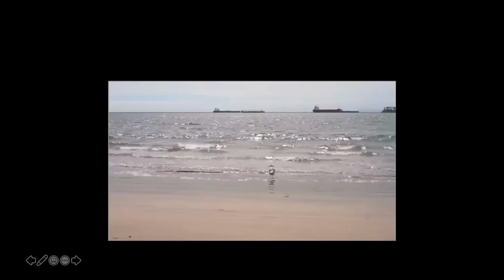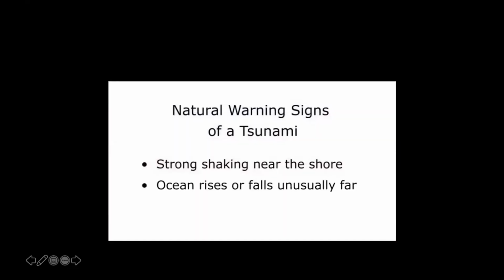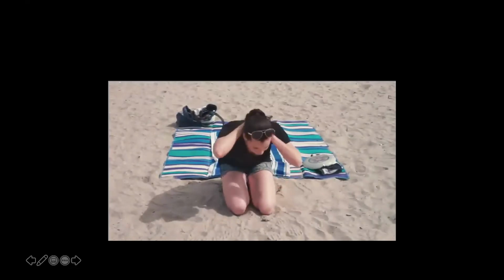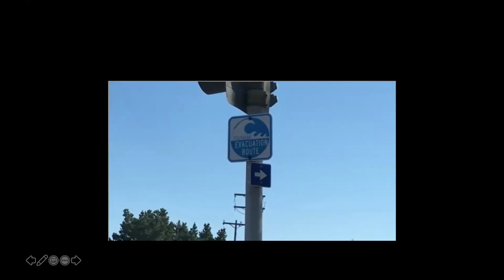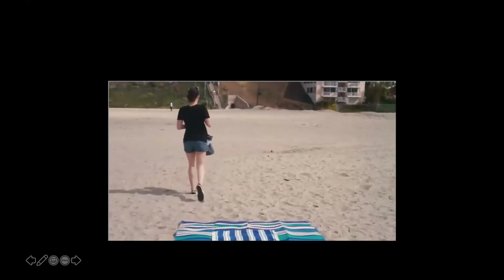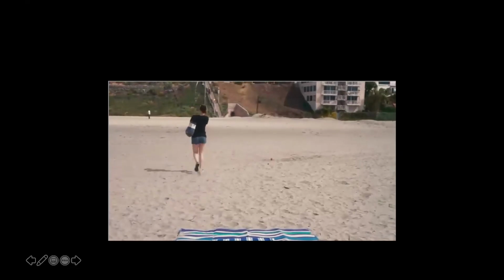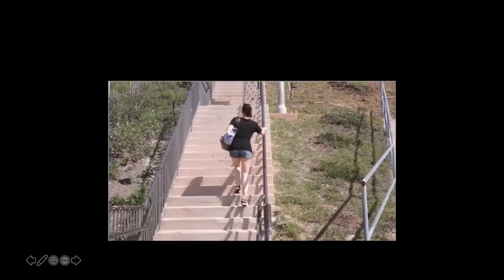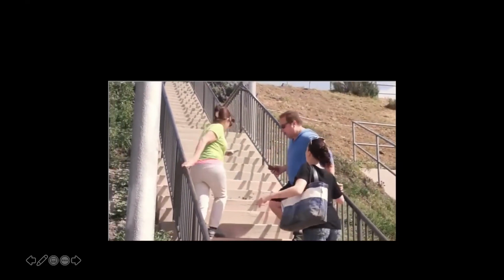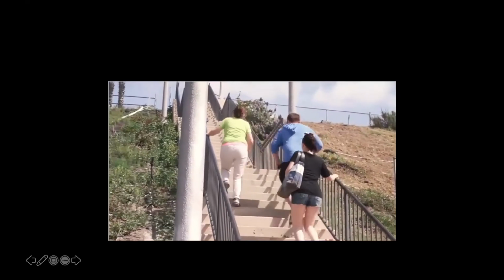Other natural warning signs of an imminent tsunami are seeing the ocean rise or fall, usually far, or hearing a loud roar from the ocean. So whether you feel strong shaking or observe these other signs, immediately evacuate as a tsunami may be on its way. If you are in a designated tsunami zone, follow evacuation signs to a safe place. If there are no signs, get to high ground or inland, away from the water, as far as possible. Walk quickly rather than drive to avoid traffic, debris, and other hazards. You might also be safe going to a high floor of a sturdy structure.